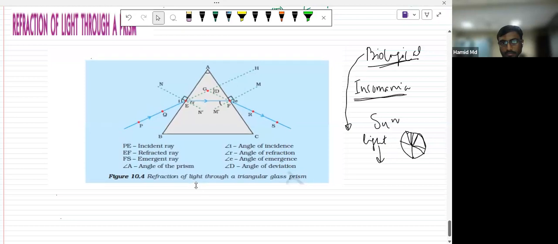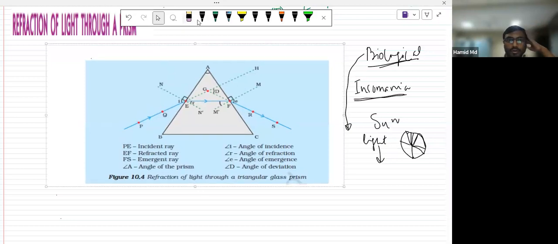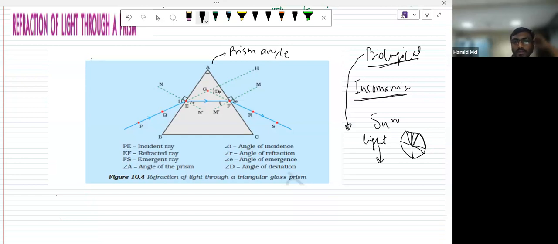Yes, sir. Okay. So what's the different part of prism? This angle A is called prism angle, right? This D is called deviation. Deviation, this is incident light.